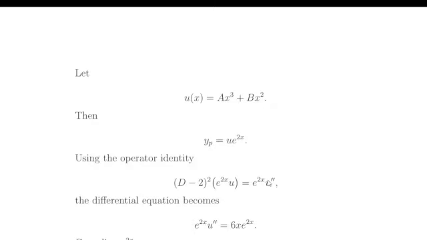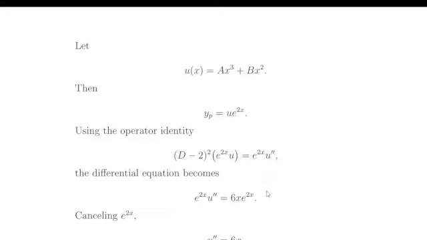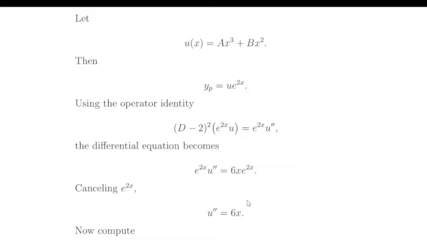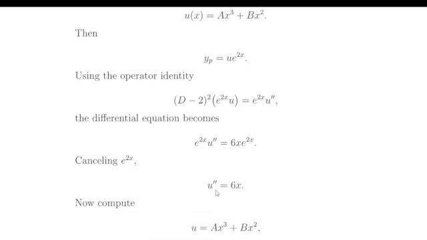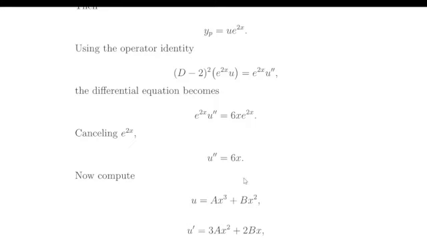So now we can use the operator identity. So that's D minus 2 quantity squared applied to e to the 2x times u equals e to the 2x u double prime. And we know that this left side here is just 6x e to the 2x, just another way of writing it. So if I divide both sides by e to the 2x, I get u double prime is 6x.